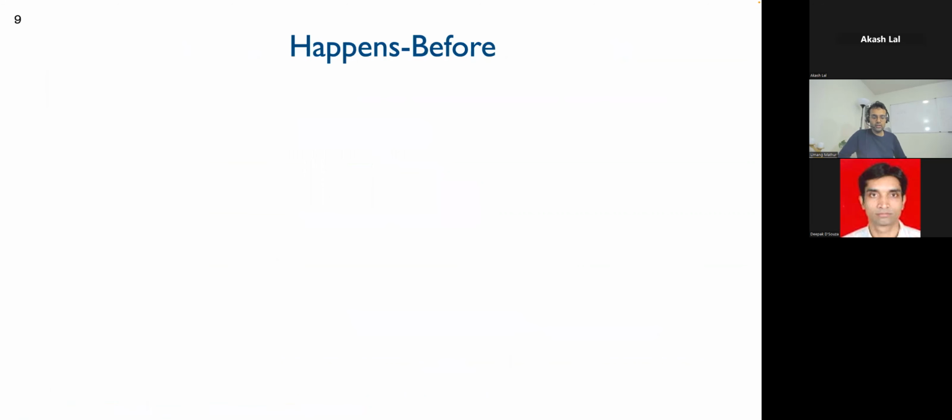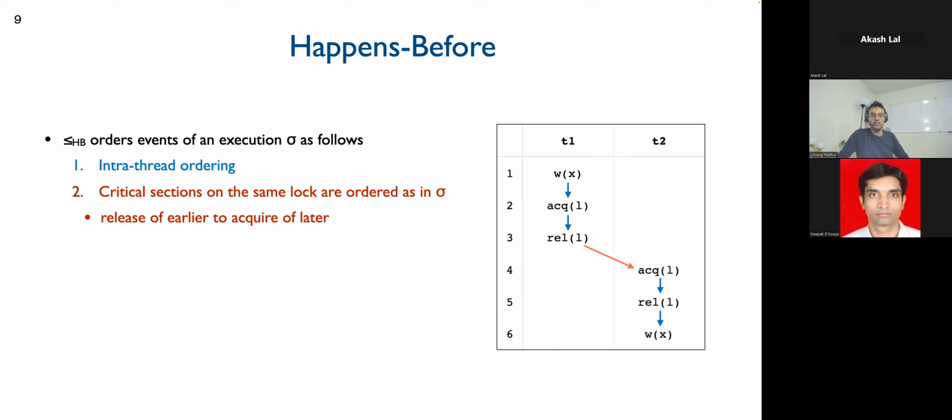And so let's actually look at happens-before. This is something that Deepak has also already mentioned, but I want to look at it in a little bit more detail because my work, and in fact a lot of other works, have been inspired by happens-before style reasoning. At the crux of it, happens-before is a partial order. So if you have an execution sigma, it's a partial order on the set of events of that execution. So what are the kinds of orderings that you place? The first kind of orderings that you place are these intra-thread orderings.